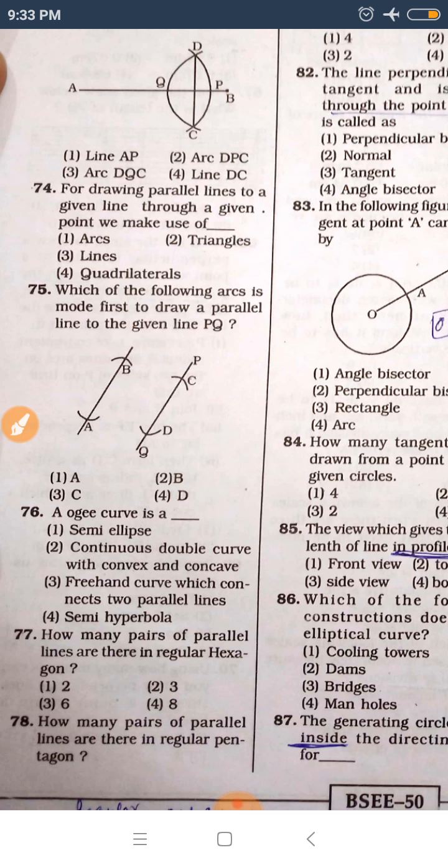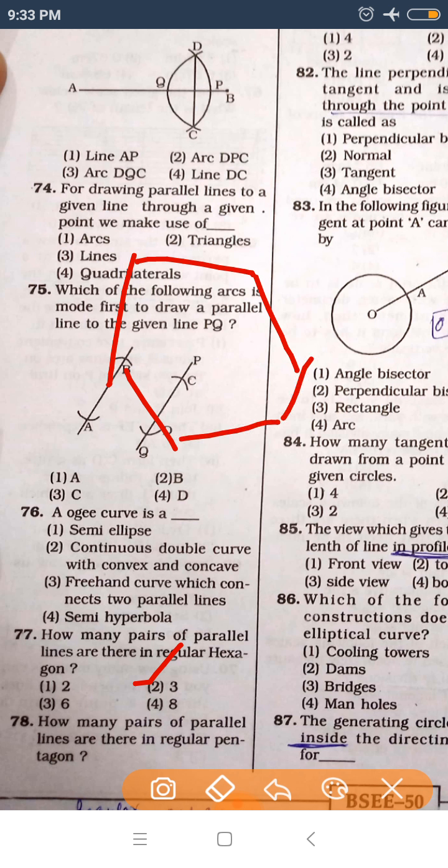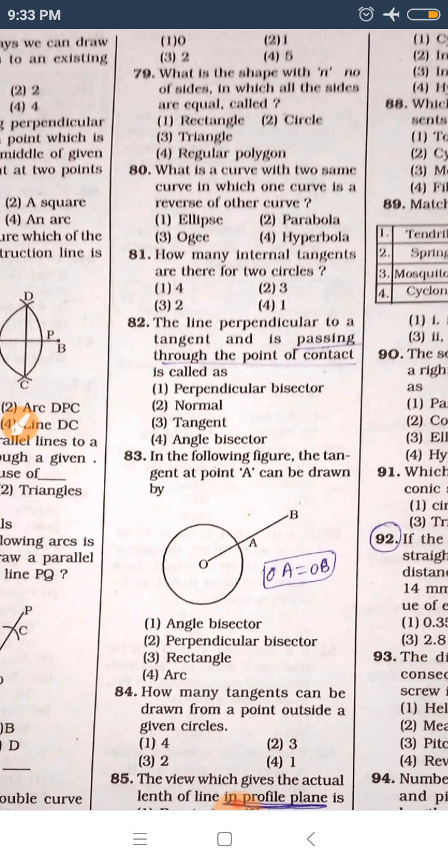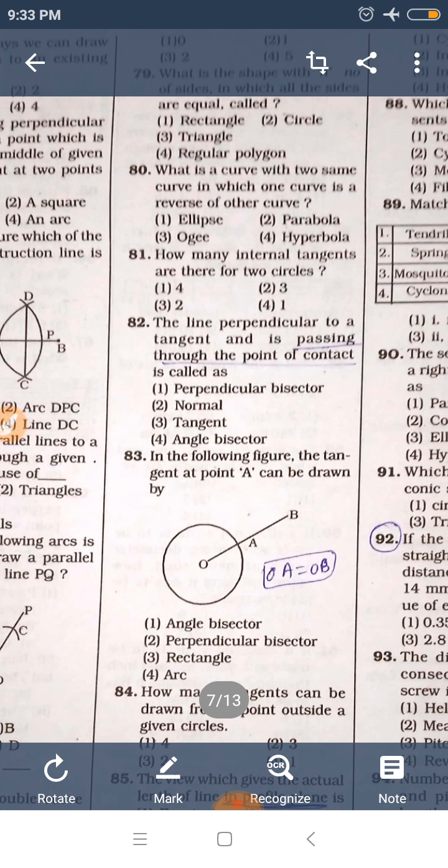How many pairs of parallel lines are there in a regular hexagon? 3 pairs, because we know the regular hexagon has 6 sides. Here this side and this side are parallel, these sides and these sides are parallel, these sides and these sides are parallel. How many pairs of parallel lines are there in a regular pentagon? In a regular pentagon there are 0 parallel lines.